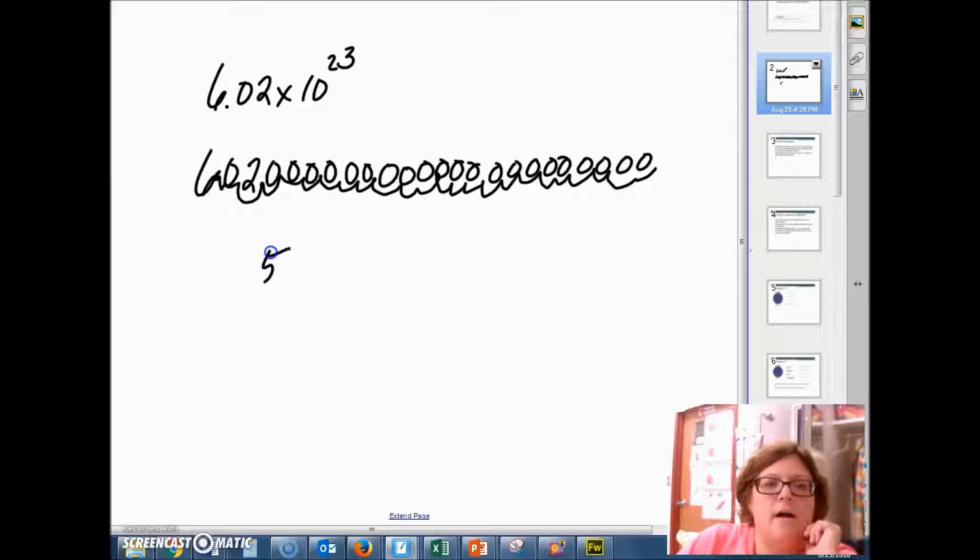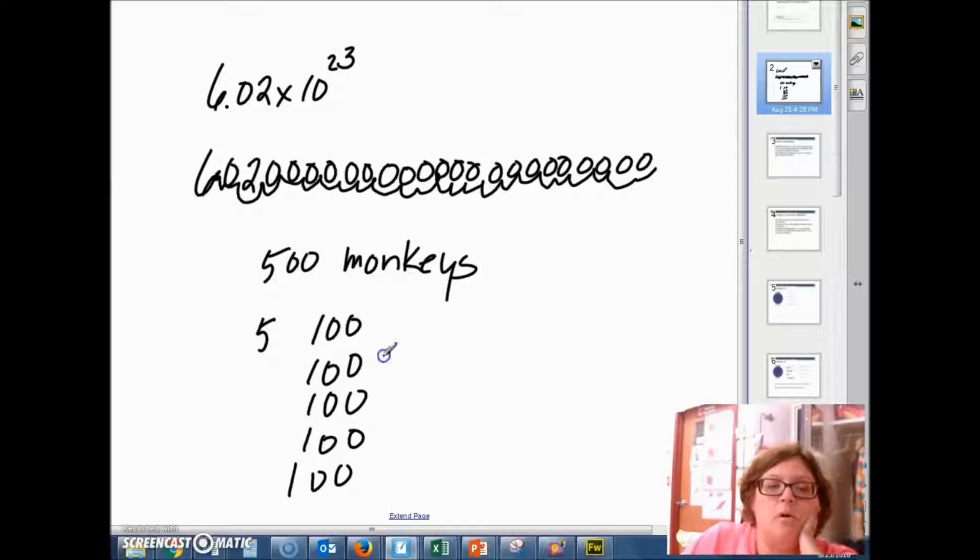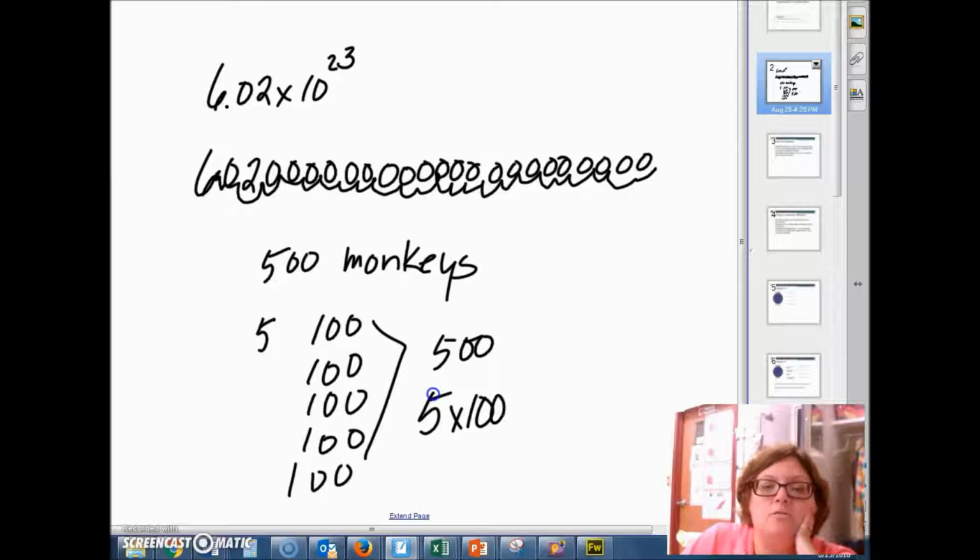If I have 500 monkeys, that's the same as saying that I have 5 groups of 100 each, right? This is kind of like the new math, the Common Core math. This is the same as 500. Okay? So you can say 5 times 100 equals 500.